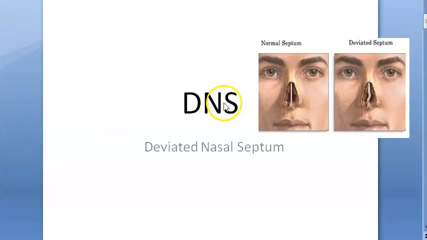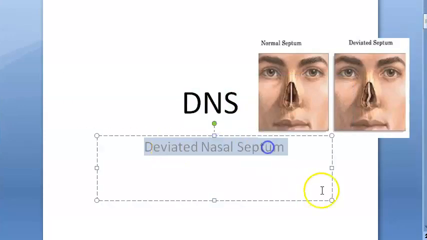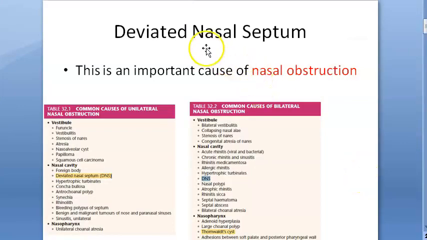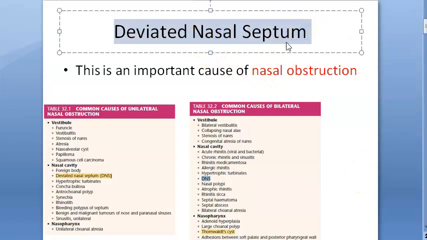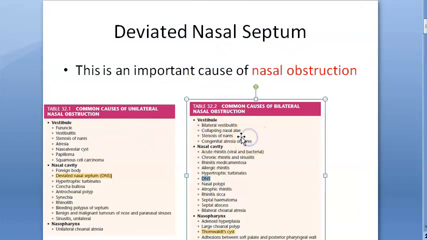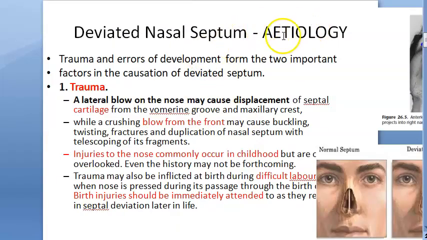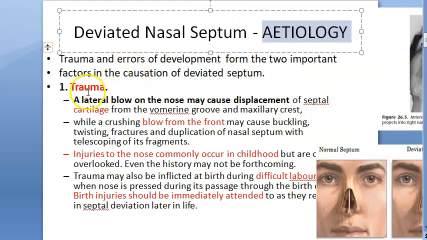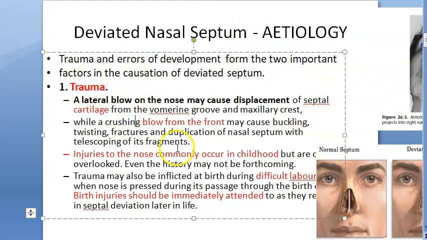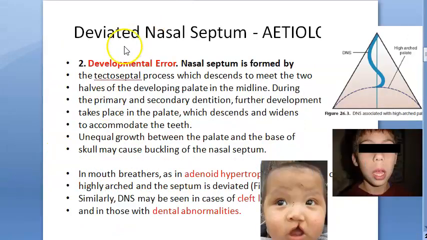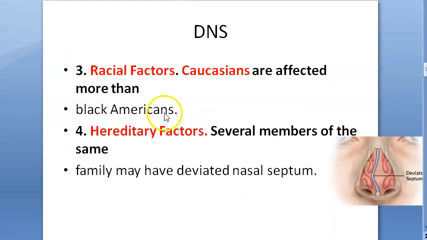Let's take a recap of what we have seen in this week. So deviated nasal septum or DNS, guys, basically what is happening here is the nasal septum is getting deviated, and it is an important cause of nasal obstruction. It can be unilateral or bilateral nasal obstruction. Why does this deviated nasal septum happen? Because of trauma, or because of developmental error, or because of racial factors. In Caucasians it's more, and hereditary factors, in some families it runs.